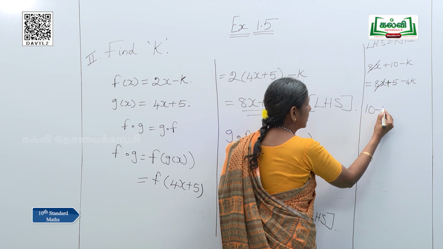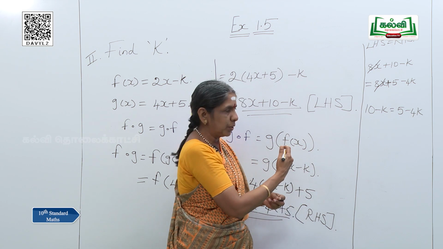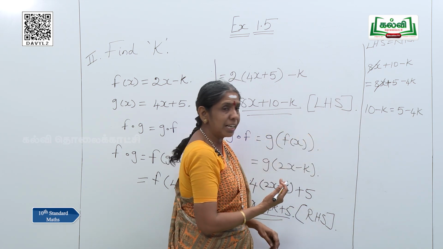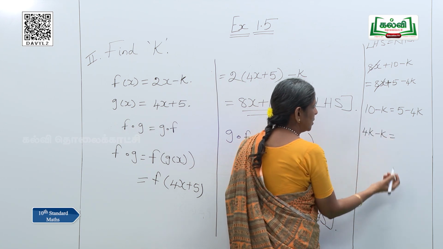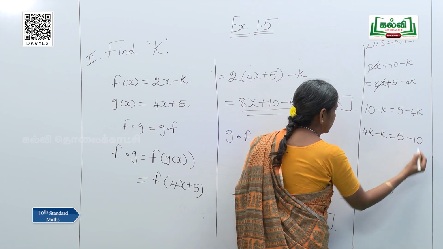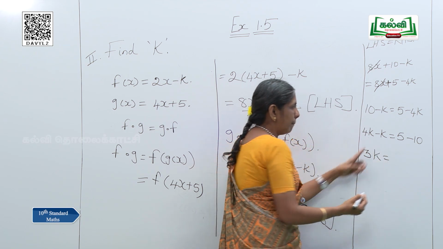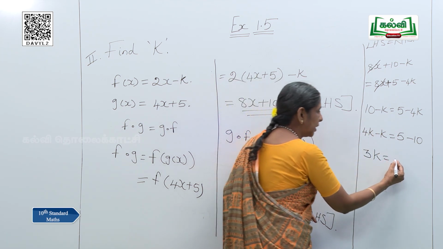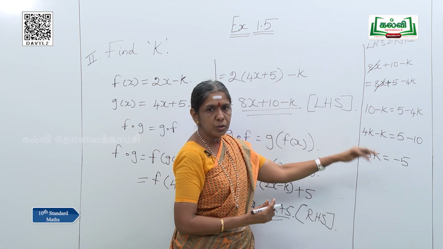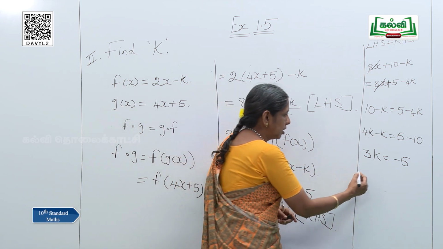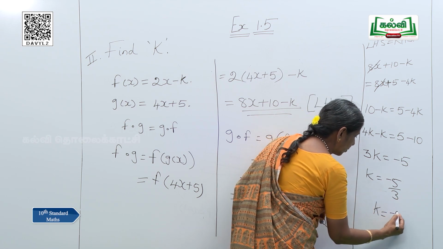Now, simplify. You get 10 minus k is equal to 5 minus 4k. You can bring k terms to one side and the constant term to the other side. Transpose the terms. So, it becomes 4k minus k is equal to 5 minus 10. 4k minus k is equal to 3k. 5 minus 10 is equal to minus 5. Now, 3 you take to the other side. It is 3 times k. So, when it goes to the other side of the equation, it becomes division. So, k is equal to minus 5 by 3. So, we got the value of k is equal to minus 5 by 3.